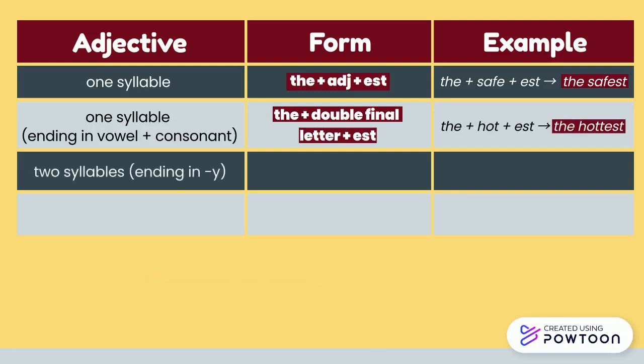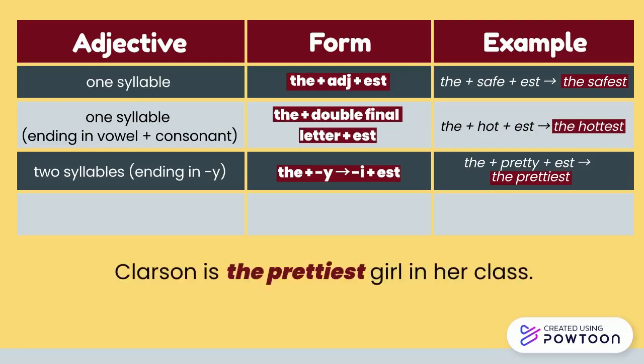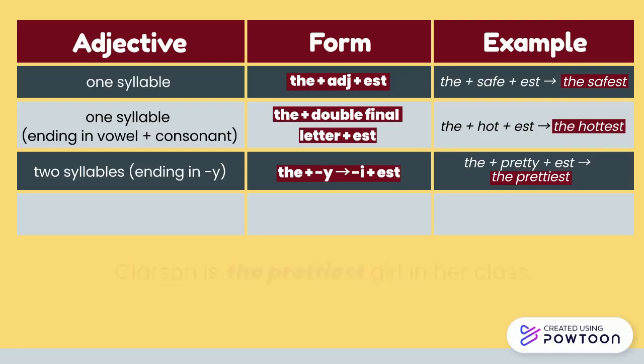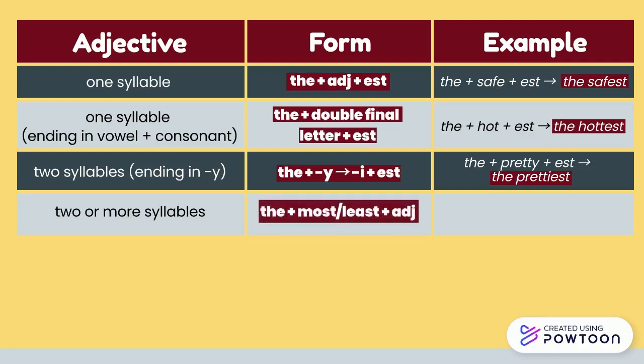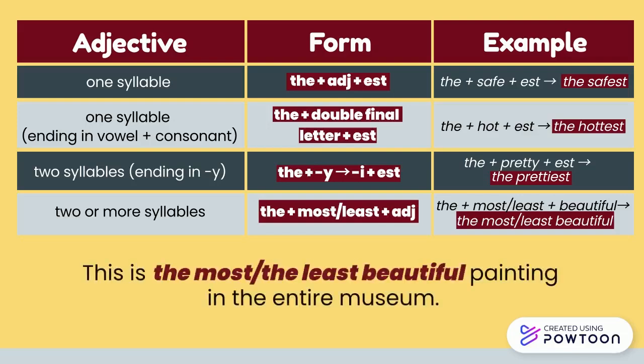For adjectives with two syllables that end in y, we first need to change y to i and then proceed to add est. Pretty becomes the prettiest. You could say, Clarkson is the prettiest girl in her class. For adjectives that are two syllables or more, we use the word the most or the least before the adjective. Beautiful becomes the most beautiful or the least beautiful. For example, this is the most or the least beautiful painting in the entire museum.